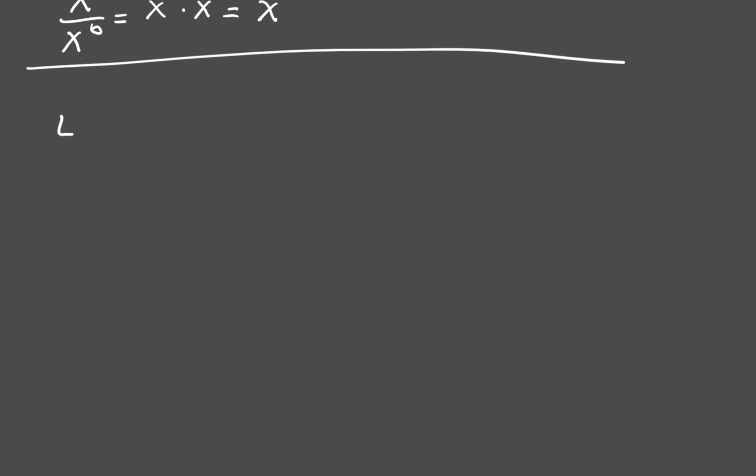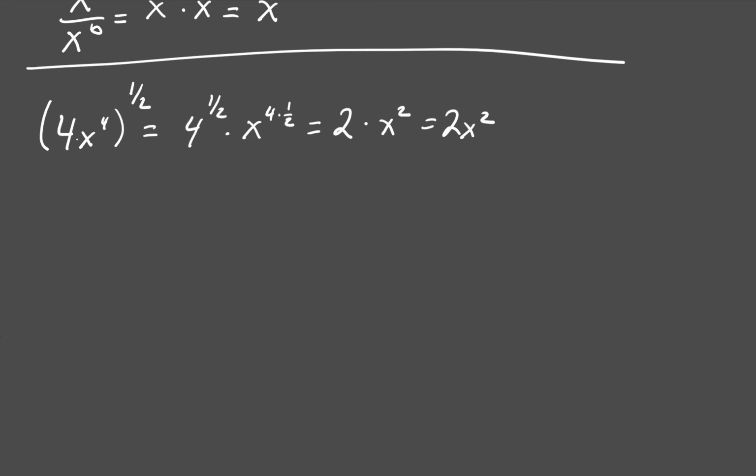So let's say I have 4x to the 4th, all to the 1/2. Well, this is a multiplication inside. This exponent applies to everything that's inside this parentheses with multiplication. So this is 4 to the 1/2 times x to the 4 times 1/2. The square root of 4 is 2, and I've got 4 copies of x, but I only want half of those, so I really only have 2 copies of x. So this is 2x squared.